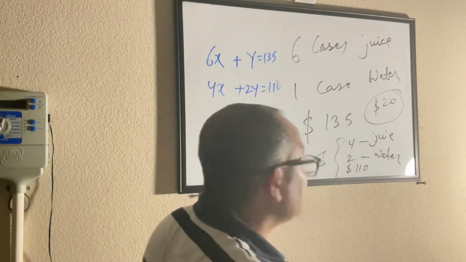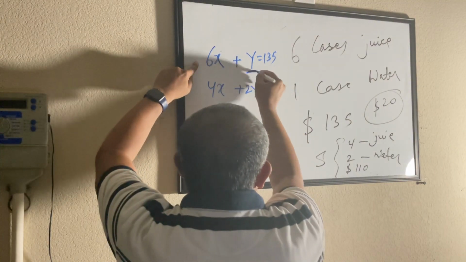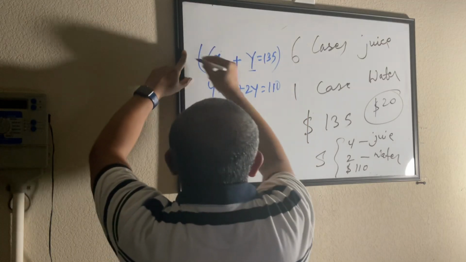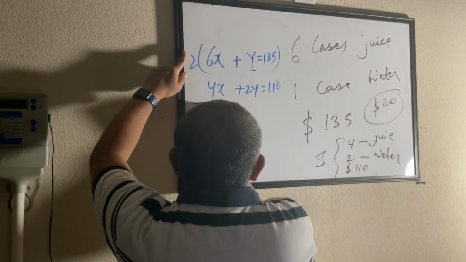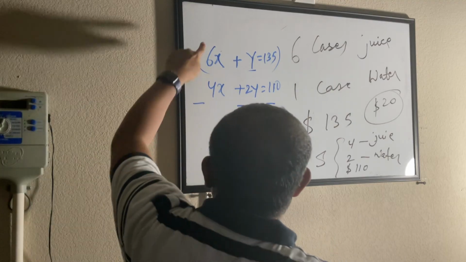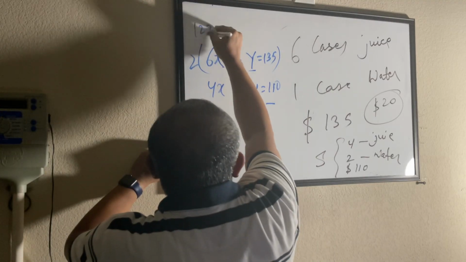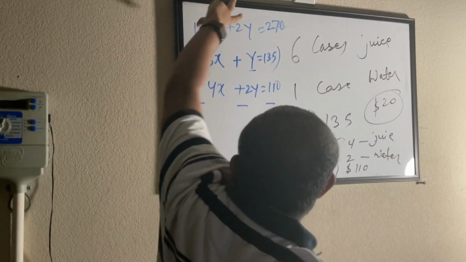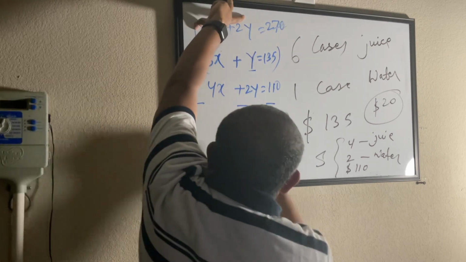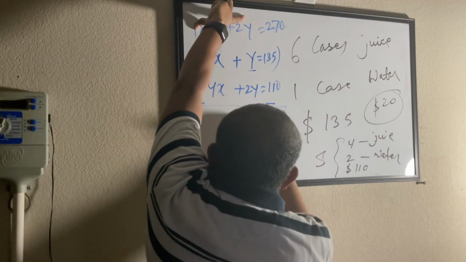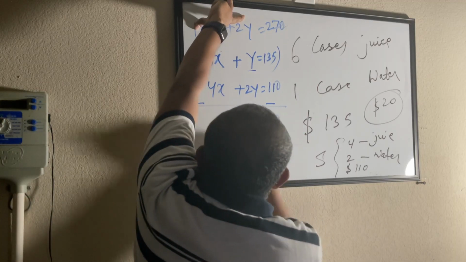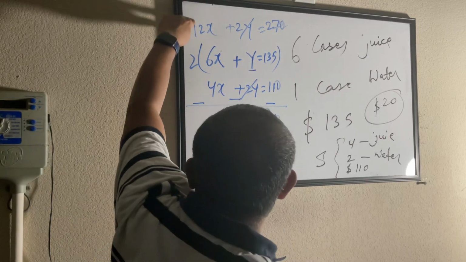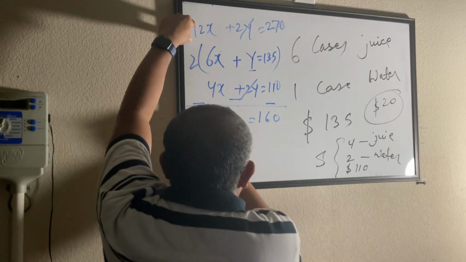That's what I did wrong. So here, let's do elimination, okay? I multiply this equation by 2 and then subtract this equation. So when I multiply, this becomes 2 into 6, 12x plus 2y equal to 270. Subtract this equation from this equation. This becomes 160. And this is minus, so this and this will be gone. 12x minus 4x gives me 8x.